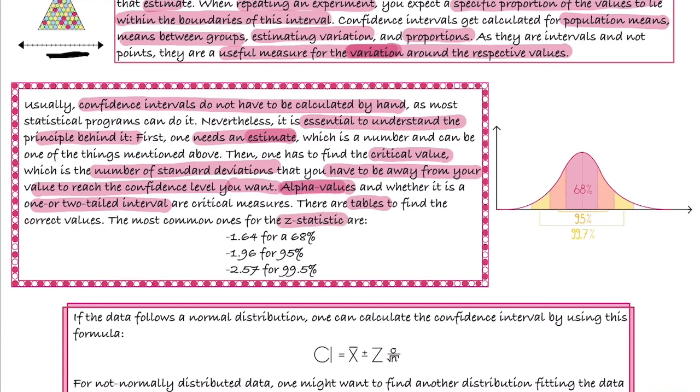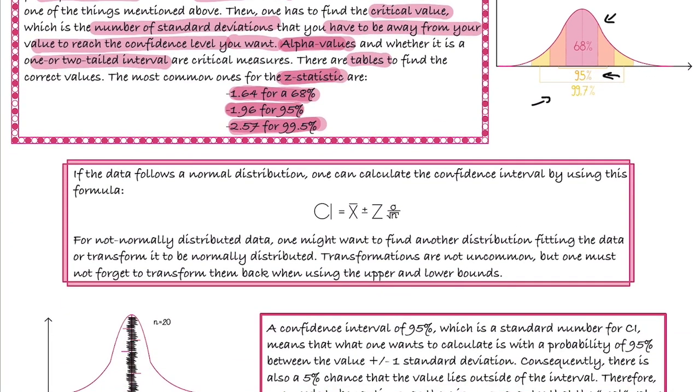When we're talking about Z statistics, which are true for normal distribution, then we have a value of 1.64 for a 68% confidence interval, 1.96 for a 95% confidence interval, and 2.57 for a 99.5% confidence interval. Then if you have a normal distribution, you can use this formula to calculate the confidence interval, which is not that difficult. We have the mean, the standard deviation here, and total number of samples.